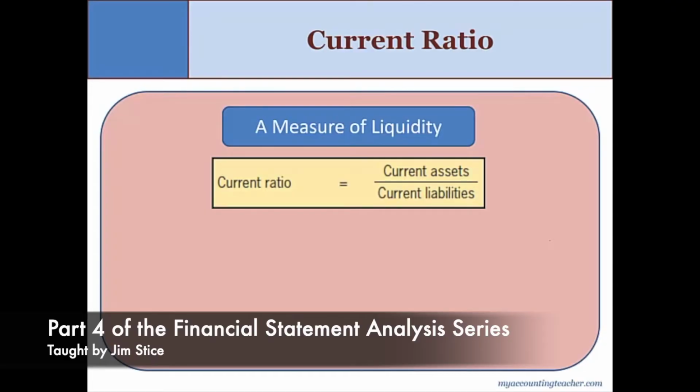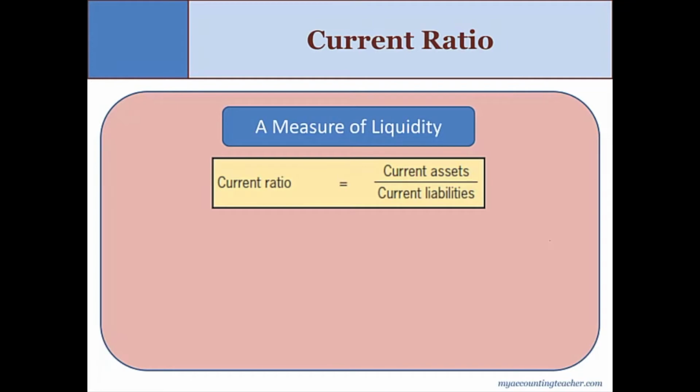Let's take a look at another ratio, a common ratio. You'll hear this one all the time. It's called the current ratio. It's called the current ratio for a very clever reason. It takes our current assets and divides those by our current liabilities.